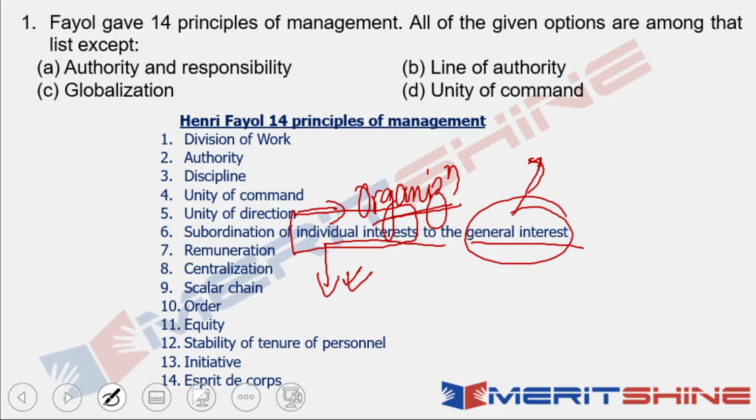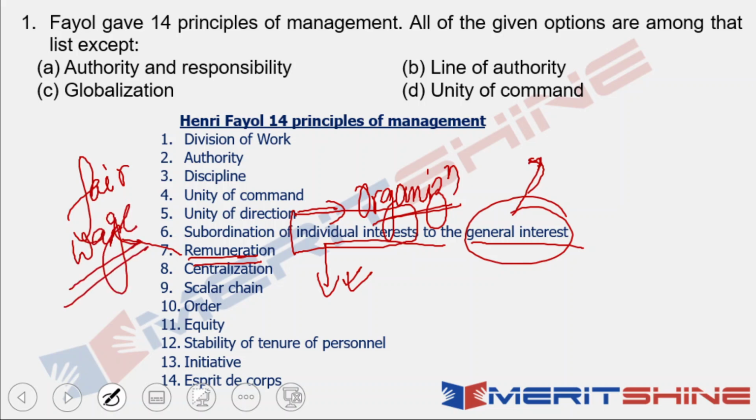I mean, all of you understand also that the interest of any one employee or group of employees should not take precedence over the interests of the organization as a whole. No? Next, remuneration. Now this is very important. See, according to Henry Fayol, the remuneration should always be fair. The wages that should be given to the workers or the employees should be fair. Okay, so in lieu of their services.